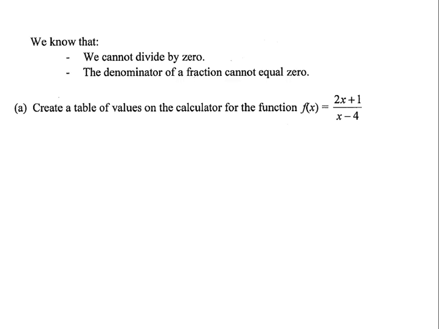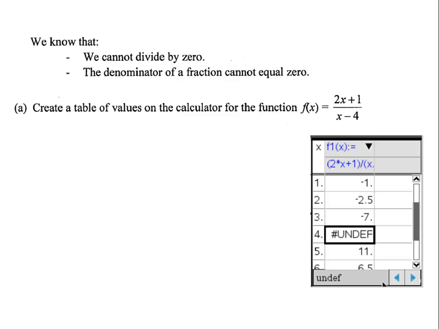In today's lesson, we're going to take a look at fractions that have variables in the denominator. Suppose we have an equation, y equals 2x plus 1 over x minus 4. I put that equation into the graphing calculator, and I get a table of values. Let's see what this table tells us.